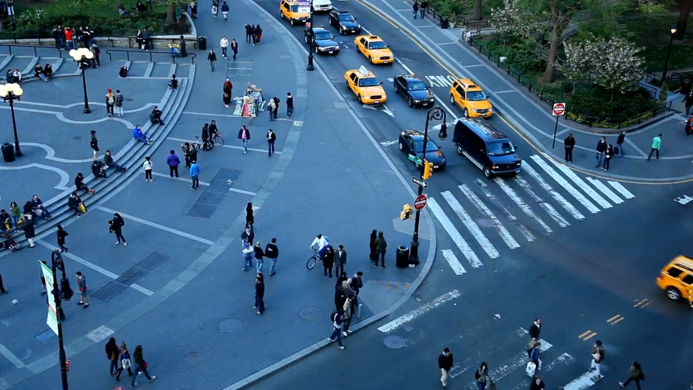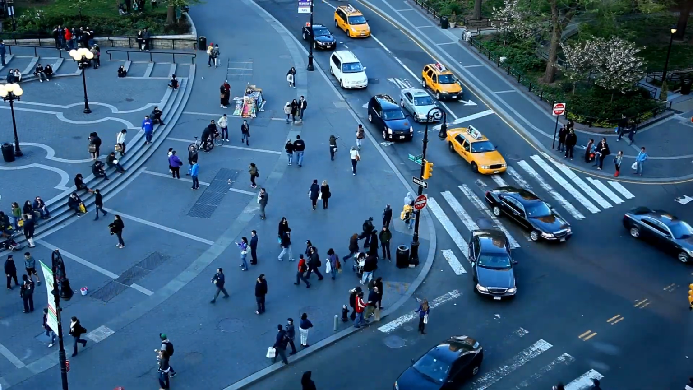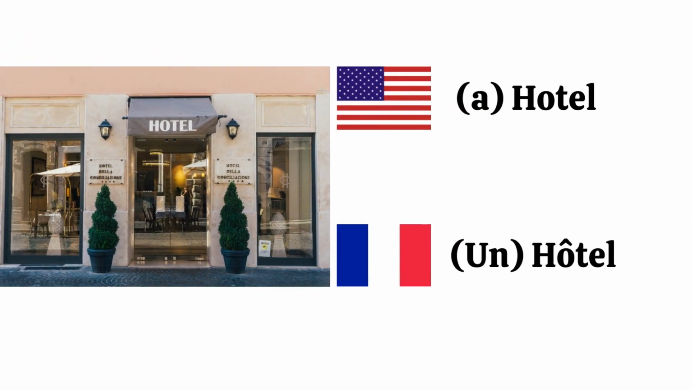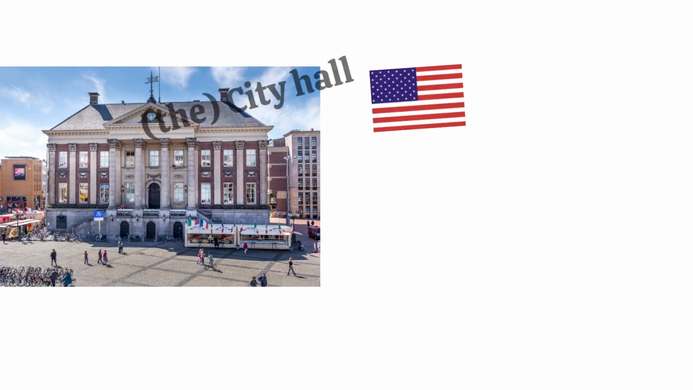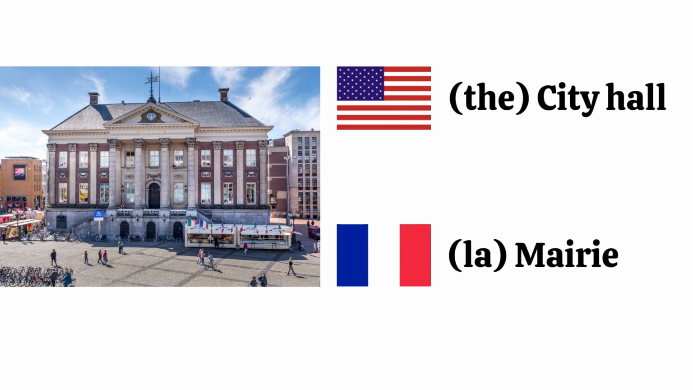À présent, voyons quelques endroits que l'on peut rencontrer en visitant une ville. A hotel. Un hôtel. A park. Un parc. The city hall. La mairie.